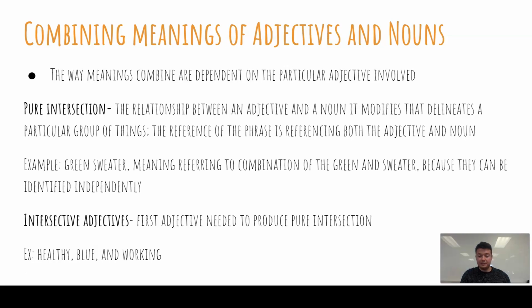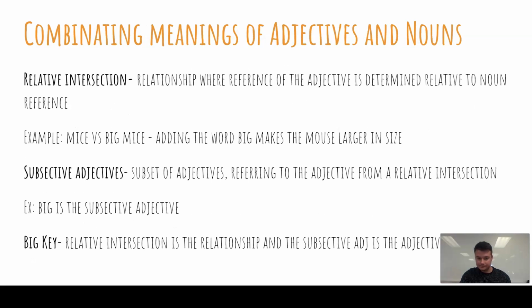Also, another term is intersective adjective. This type of adjective is needed to produce the pure intersection. So the example, green from "green sweater," is the intersective adjective.